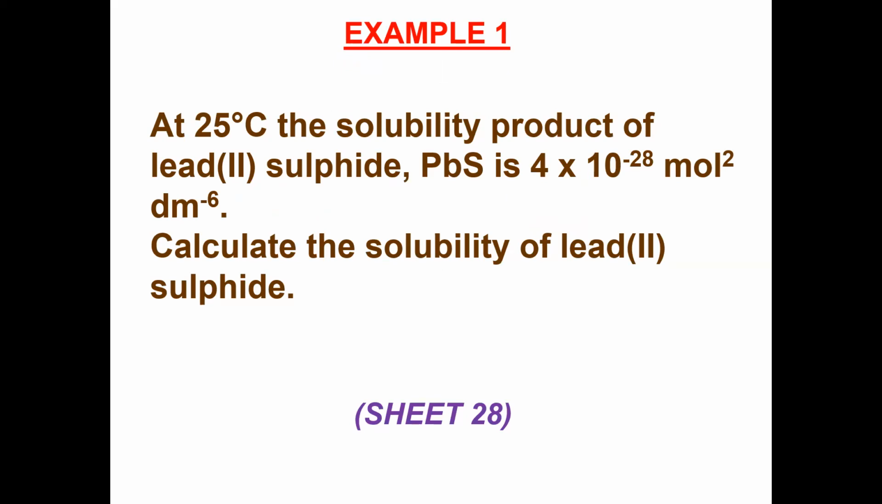Example number 1, at 25 degrees temperature. No need to copy the question. I will share the questions, inshallah, but the data would be needed. At 25 degrees, the solubility product, which means Ksp, is 4 into 10 power minus 28. Calculate the solubility of lead 2 sulfide. So they have given us Ksp, and they have mentioned the temperature. No doubt, temperature is a factor, but temperature has no contribution in calculation. So you can read the question again and make the data, make the equation.